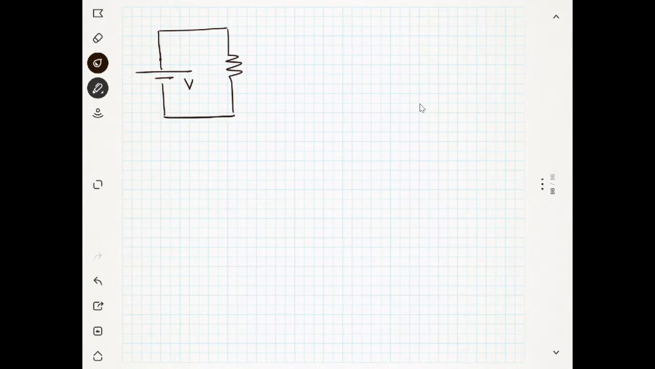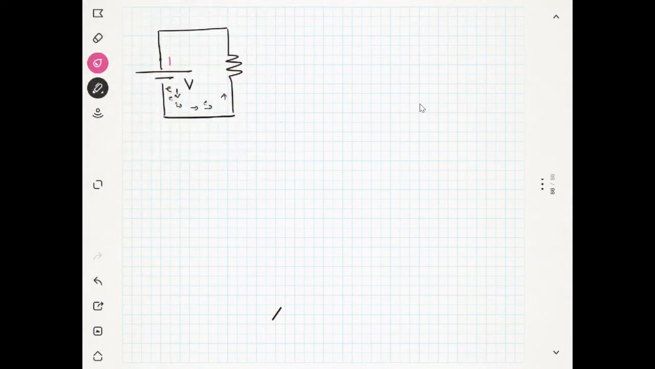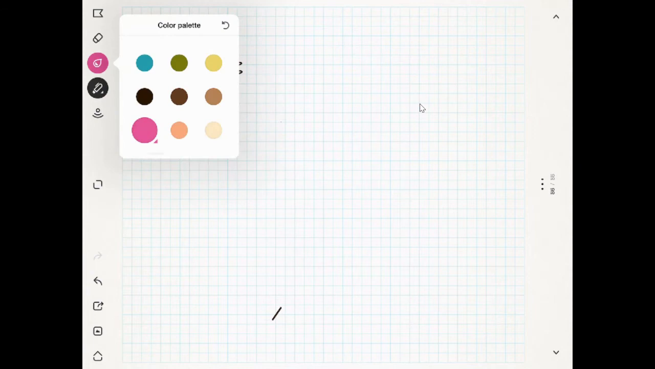Then you can see that the electrons will flow like this. It will start moving like this. This is the movement of electrons. Or we can say that the actual direction of the current will be from positive to negative, right? So the current will be moving like this, and you can say this is the resistance.